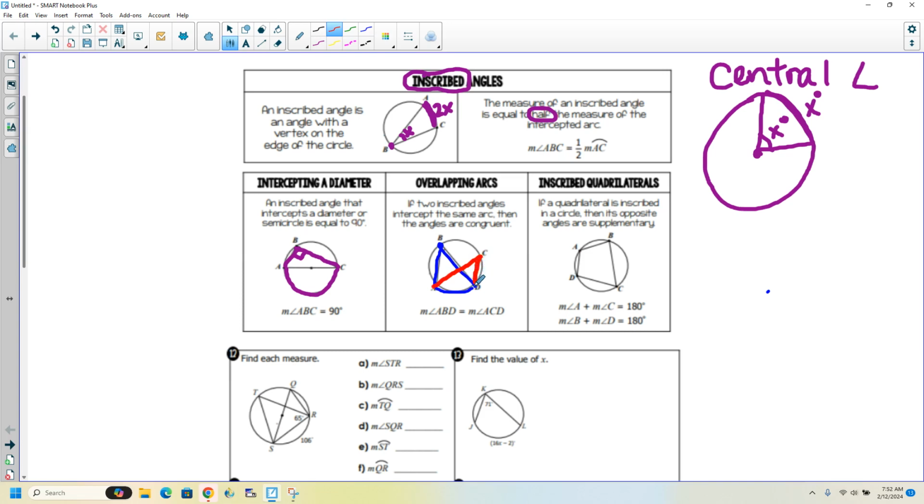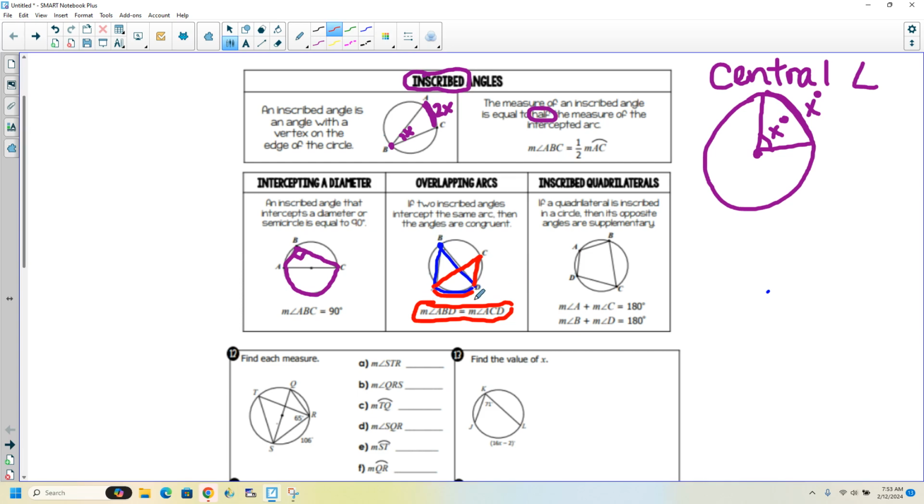If I go with angle C instead and I trace that, angle C intercepts the very same arc. So angle C is also half of that arc. Well, since angle B is half of that arc, and angle C is also half of that arc, that makes angle B and angle C exactly the same. It's kind of something that's tricky to see, but it's an easy relationship once you do see it.